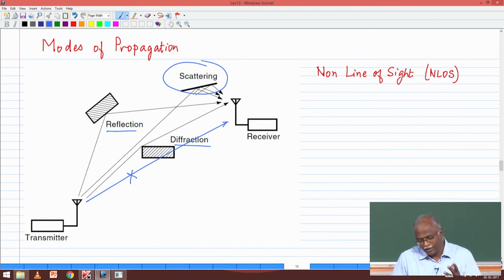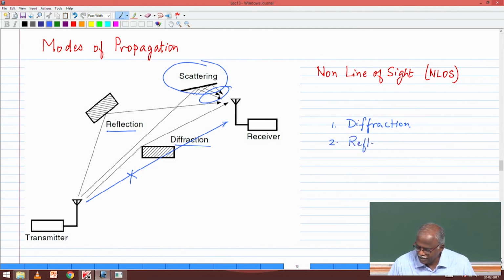Then you go back and look at it. There are objects in your vicinity, large objects, which are not very smooth. So they are not reflecting the signal in a uniform direction, but basically they are scattering the signals, some of which are beneficial to you and they reach you. So the three modes of propagation are diffraction, reflection, and scattering. All three have a role to play.